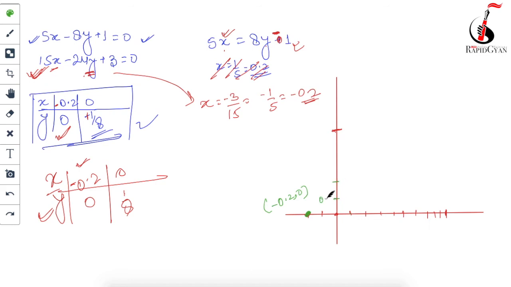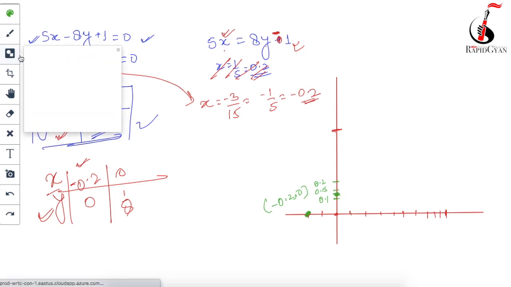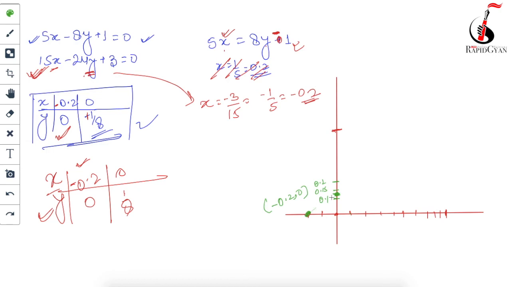I will say this is 0.1, this is 0.2. So the half one will be 0.15 and half of this will be 0.125, correct? So this is that point 0.125. So now what you will have to do? You will have to draw that line. So simple. So this is the equation.